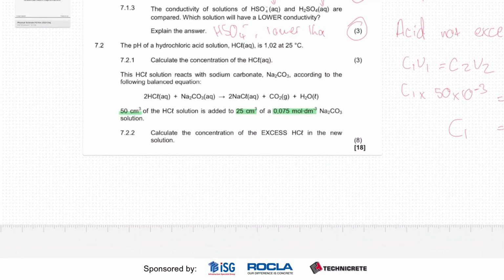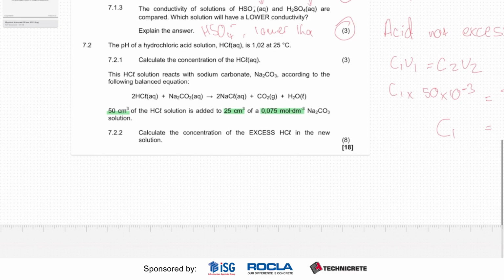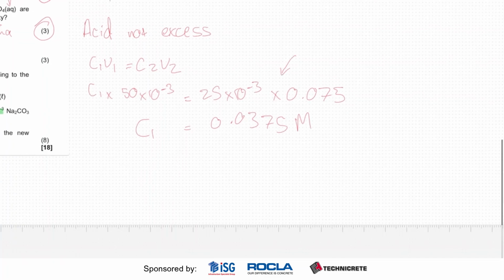Let's see how they do it in the memo. So in the memo, the first step is to calculate the moles of sodium carbonate, which is just this calculation here. Okay, and so you'll get your moles of Na2CO3, which equals 0.001875 moles. Then you'll say the moles of HCl equal CV.